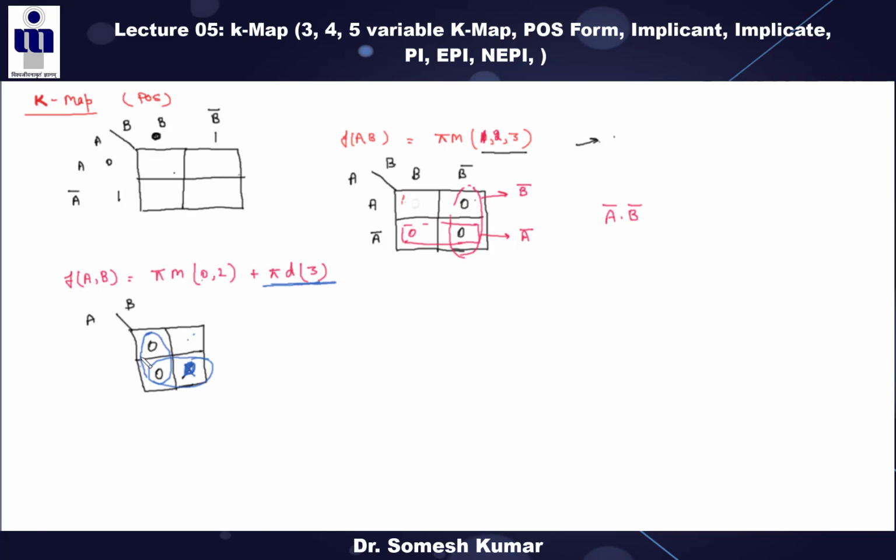And from these two pairs, what is the expression? From this first pair, the output is B. From this second pair, it is A bar, right? And the final expression is A bar dot B, right? If we have taken this x don't care as 1, 1 means this is POS form. So how many pairs are possible?